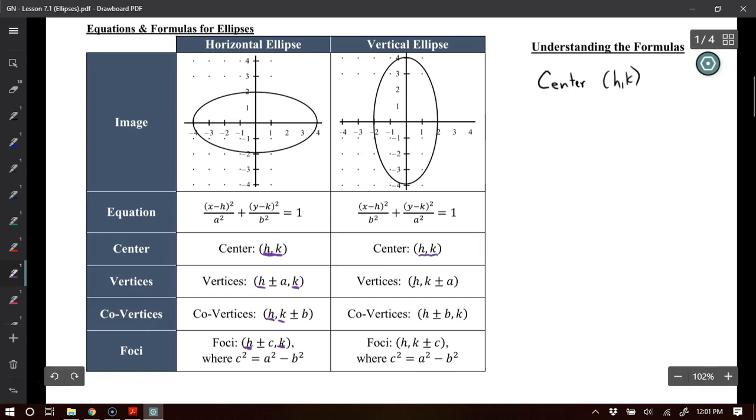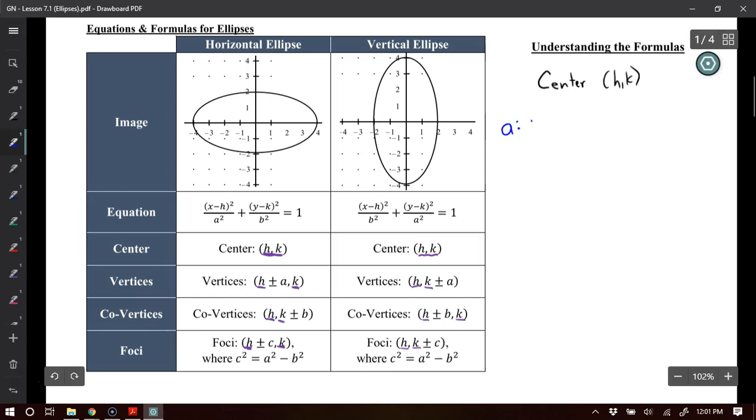Here's your h, k, here's h, k, here's h, k. So everything looks like the center is the crucial starting point for graphing an ellipse. And then you go into, well, what's A and what's B? Well, let's focus on this.